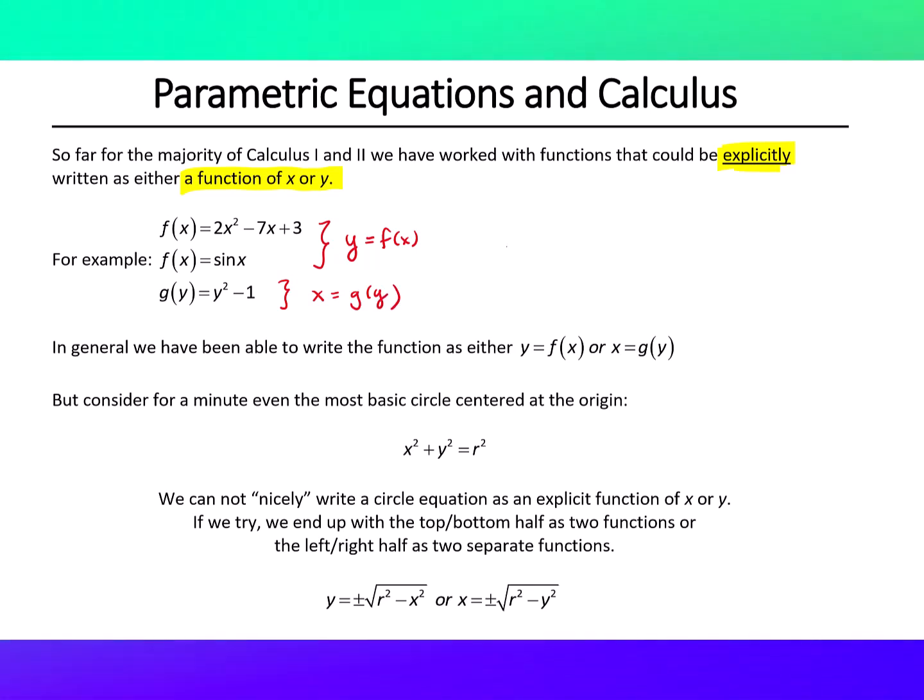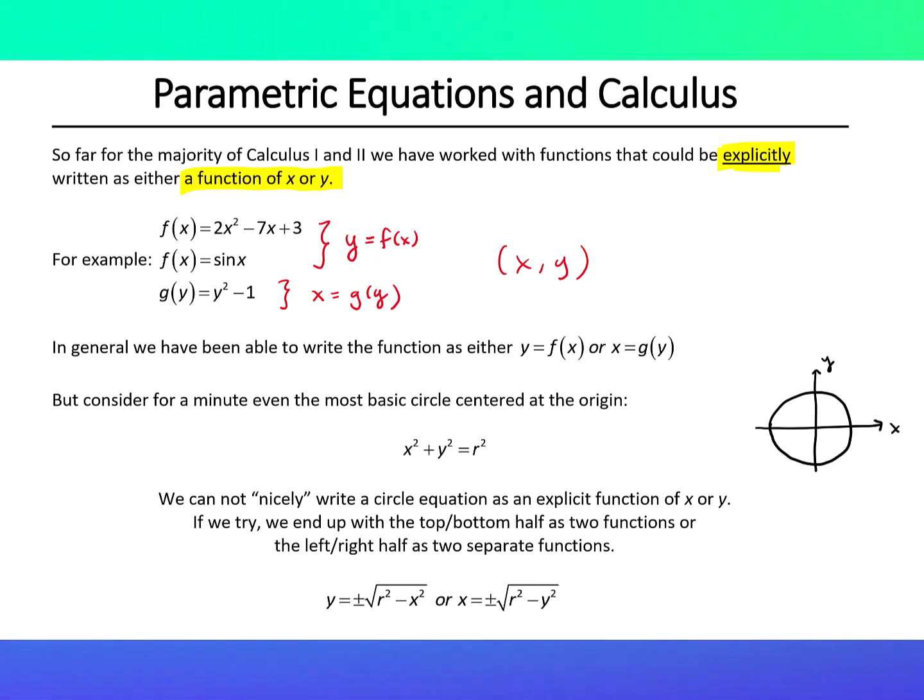And we can plot those ordered pairs where one of those variables is a function of the other. In general, we were able to write them as functions of one variable or the other. But even if we just consider the most basic, the circle that's centered at the origin, x squared plus y squared equals r squared, even that most basic function cannot be written as it is. The entire curve cannot be written explicitly as a function of x or y.